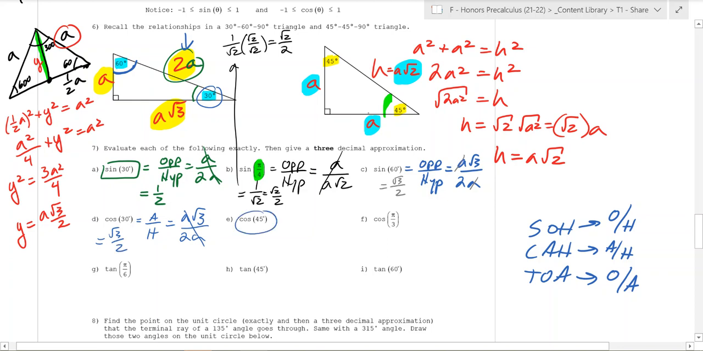Cosine of 45 degrees is adjacent over hypotenuse. So that's going to be a over a root 2, which is 1 over root 2, which you know is equal to root 2 over 2.